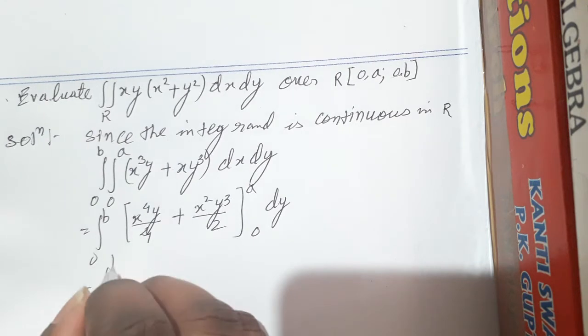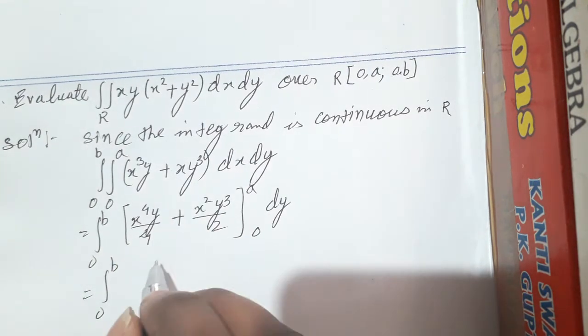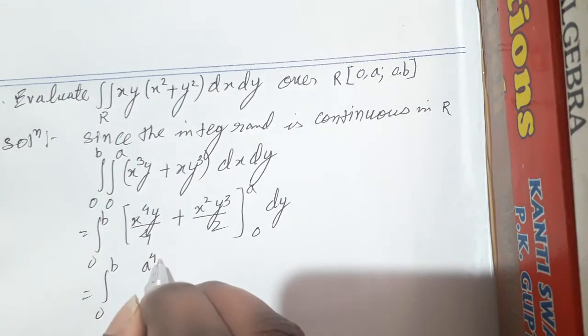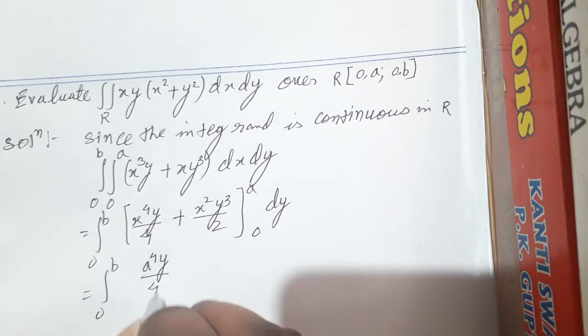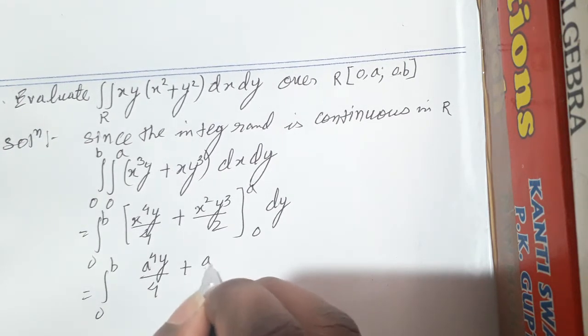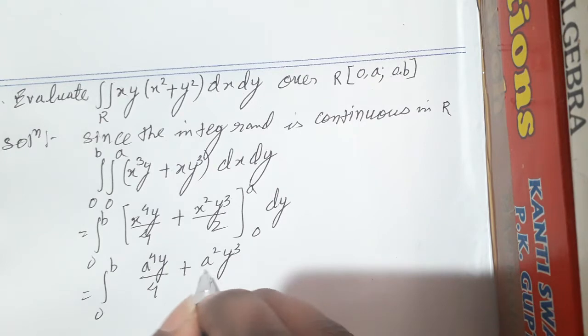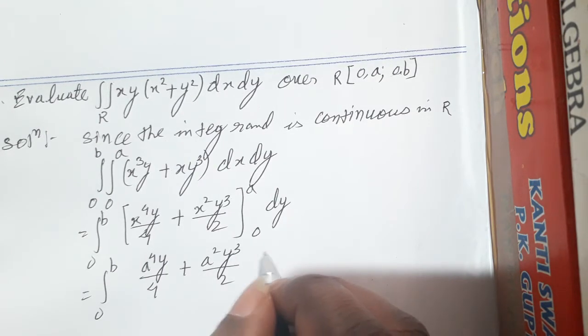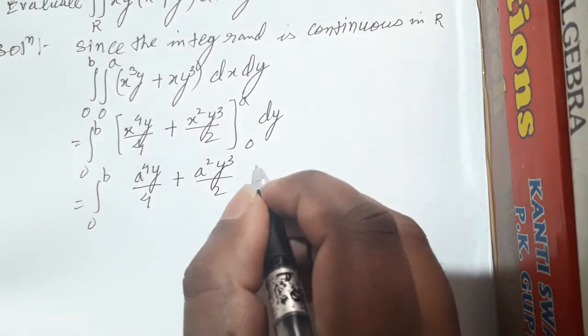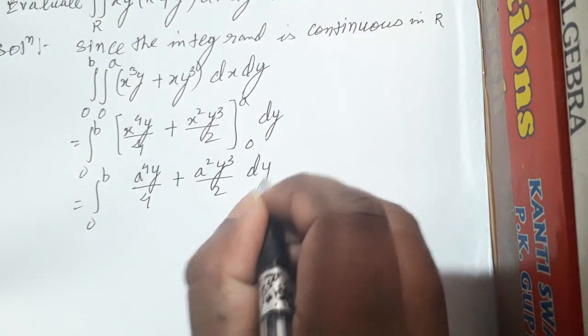So we have 0 to b. You put the upper limit first, so we get a⁴y/4 plus a²y³/2. And if you put the lower limit, we get 0, so no need to put the lower limit. So we get dy here.